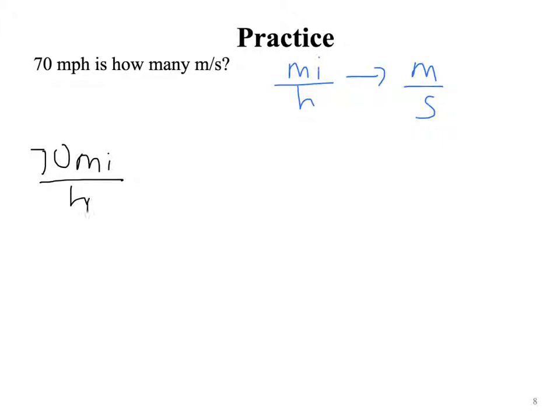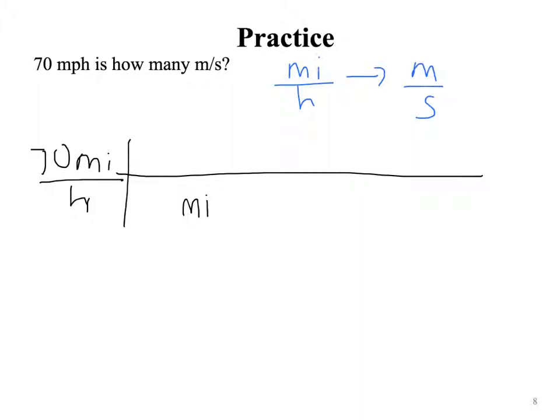More practice. 70 miles per hour is how many meters per second? You're going from miles per hour to meters per second, so you notice both your units are changing, and we need to be mindful of that. Let's begin with the number they give you, 70 miles per hour. You're going to do your dimensional analysis now. If I want to cancel out miles, I need to put miles on the bottom.